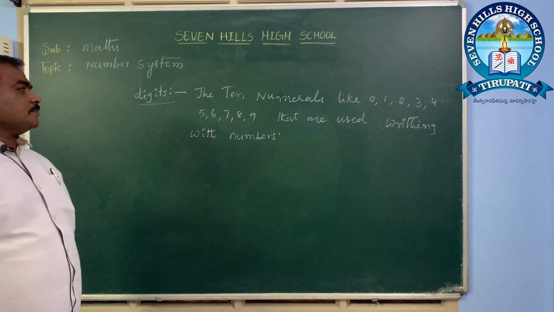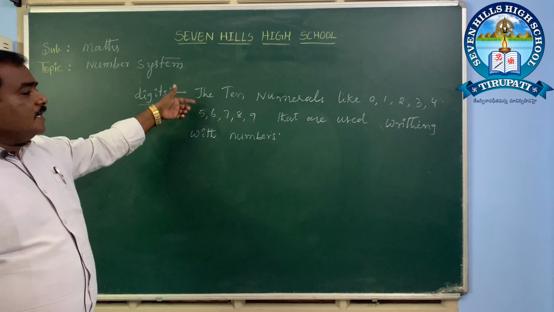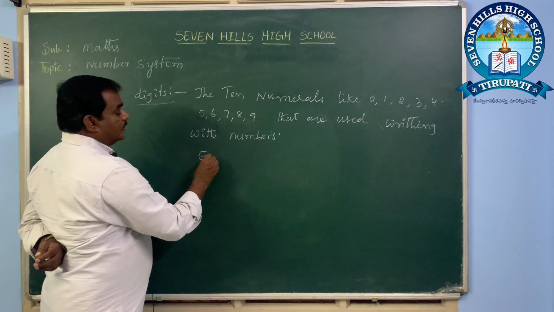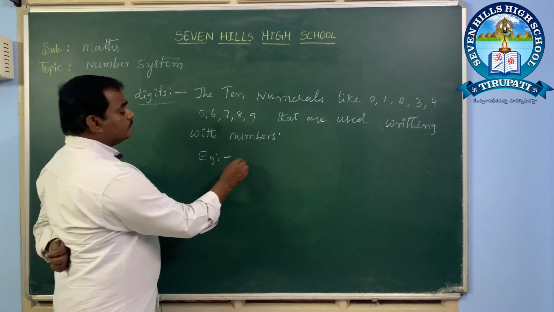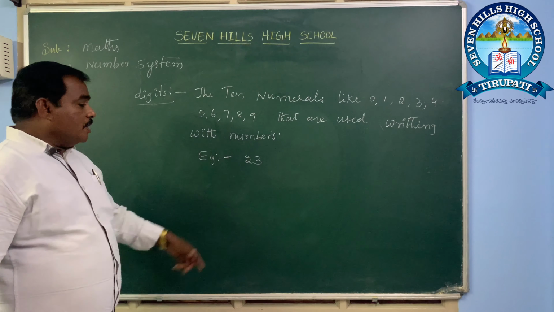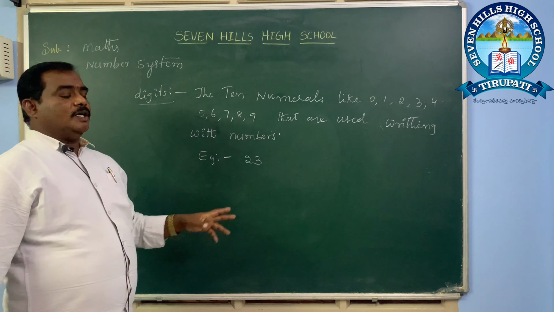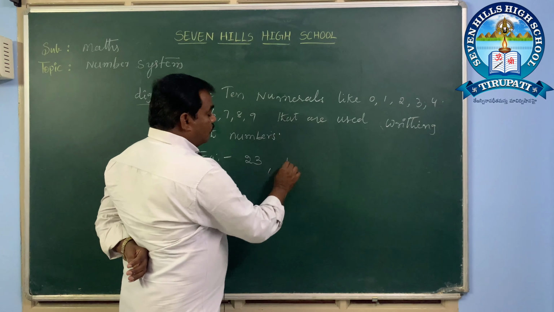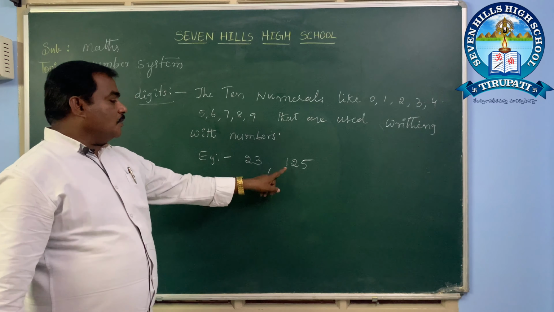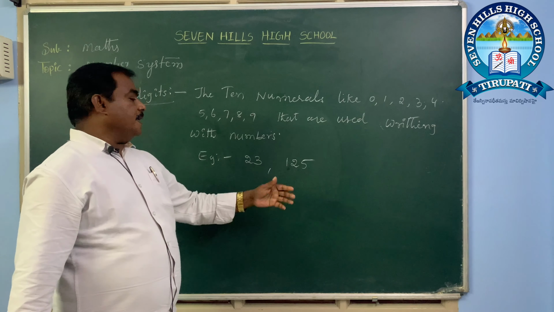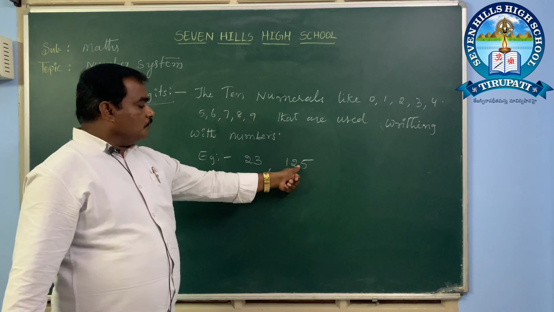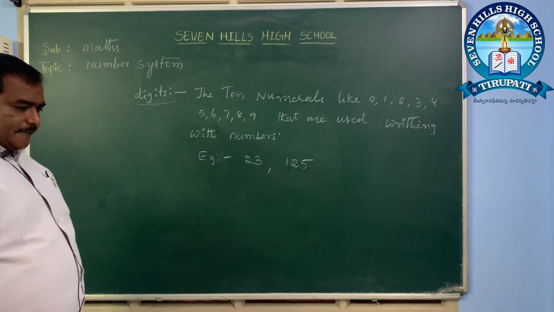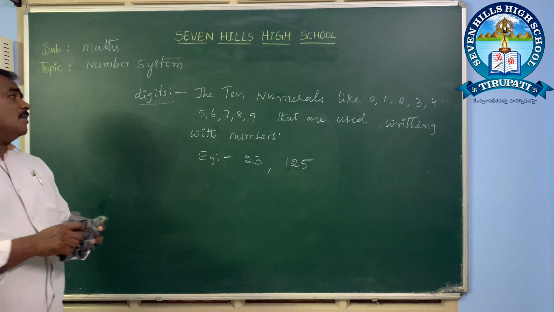So two or more digits we can use to form a number. For example, 23: we can use 2 and 3, two digits, to form the number 23. Like this, again, 125: here 1, 2 and 5 are three digits we can use to form the number 125. So many types of numbers are there.